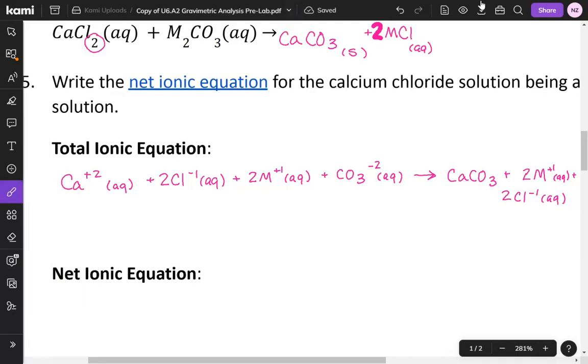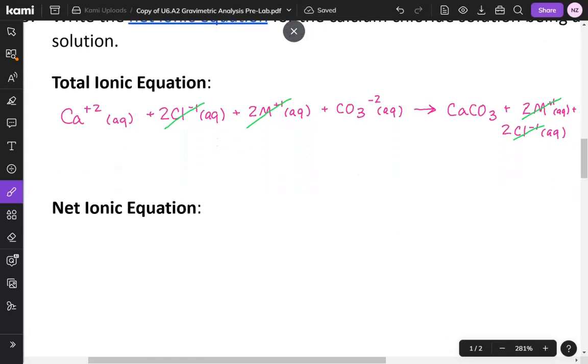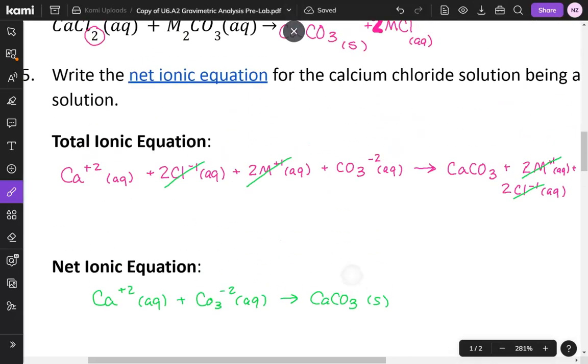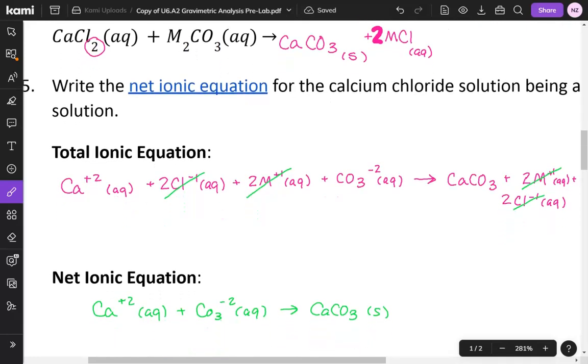Anything that exists on both sides, we can eliminate from our total ionic equation when we write out our net ionic equation. So the metals are going to go away, the chlorine's going to go away, and we write out whatever's left over. So we have calcium, we have carbonate, and we have calcium carbonate. Okay, so we wrote out our molecular, our total ionic, our net ionic.